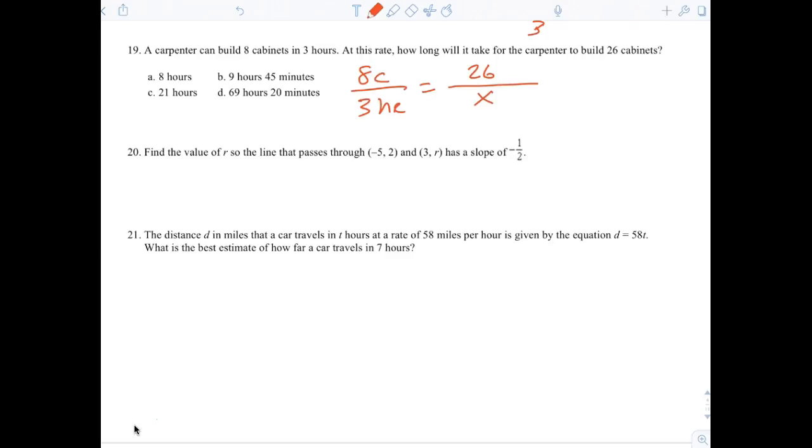We are always allowed to use calculators on tests, right? Yes. Use your calculator. All right.